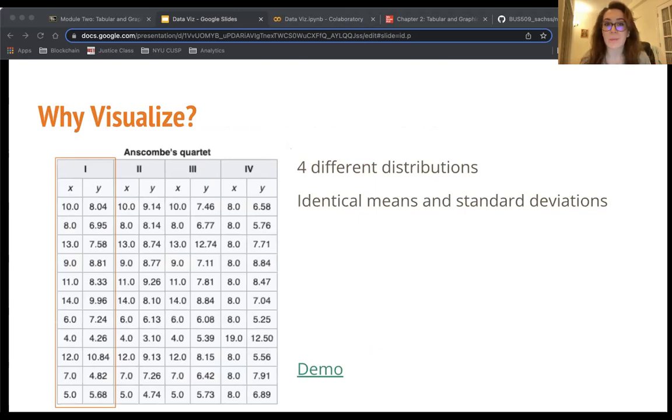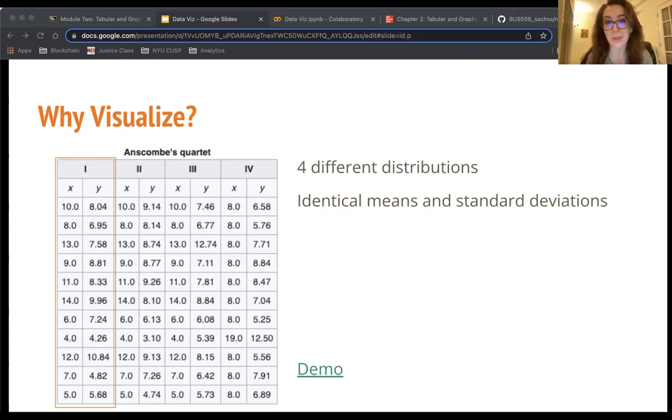Now that we reviewed some fundamental graph types, I want to get back to the question of why visualize. We will use this case study of Anscombe's quartet to show why. And this case study I think is really interesting. It's also from Professor Bianco's class.